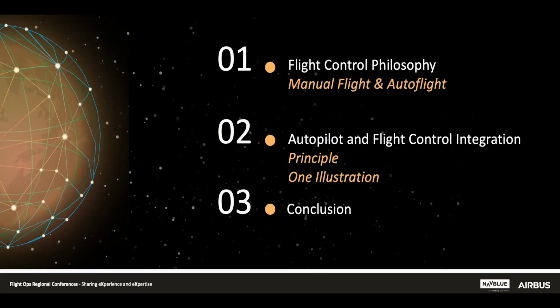In this short video, we will first review the flight control philosophy and the design objectives of the fly-by-wire protection in manual flight and the autopilot in its operation area. Then we will review the autopilot and flight control integration, and specifically the normal law protections and the autopilot limit. To illustrate the flight control and autopilot integration, we will observe the behavior of the systems in case of high pitch or high angle of attack.